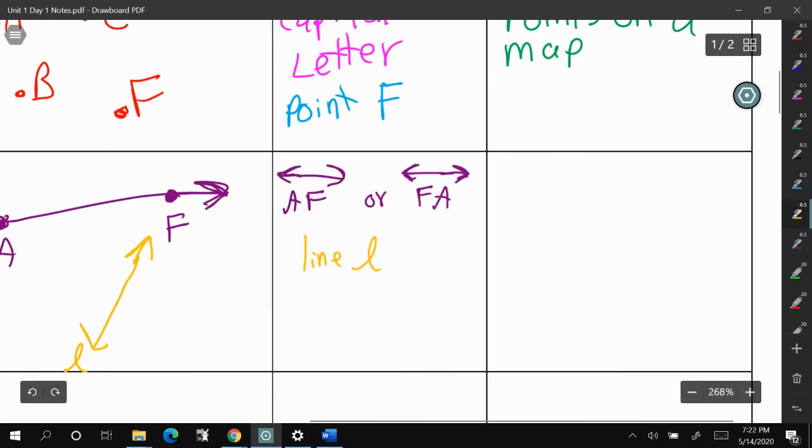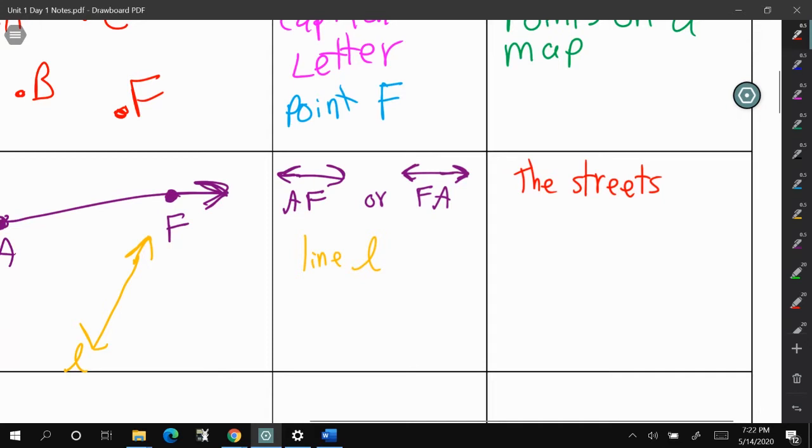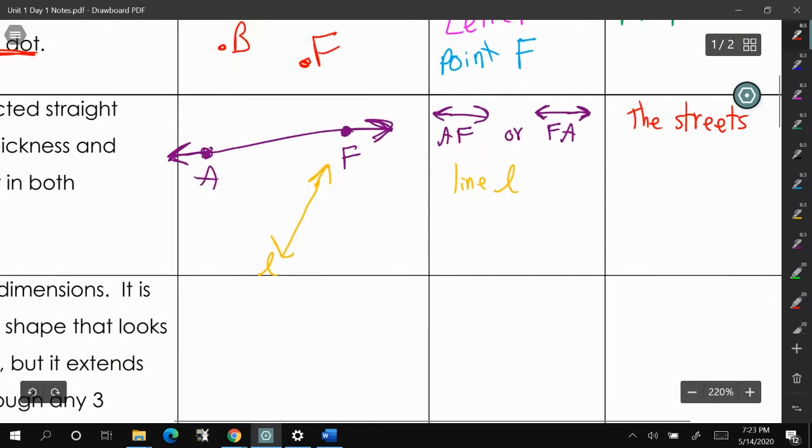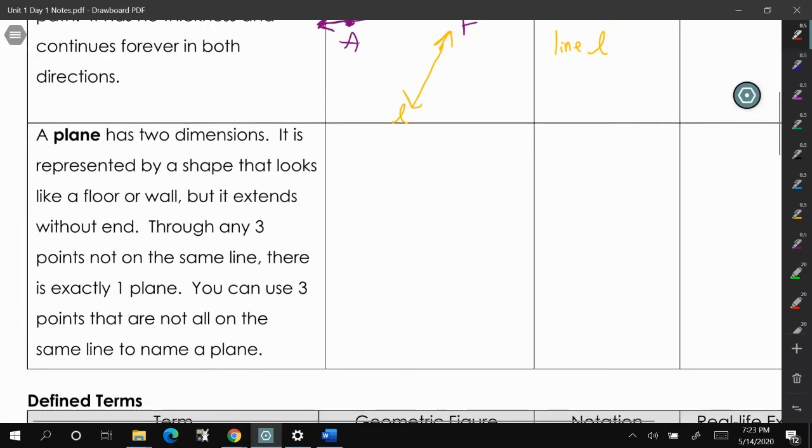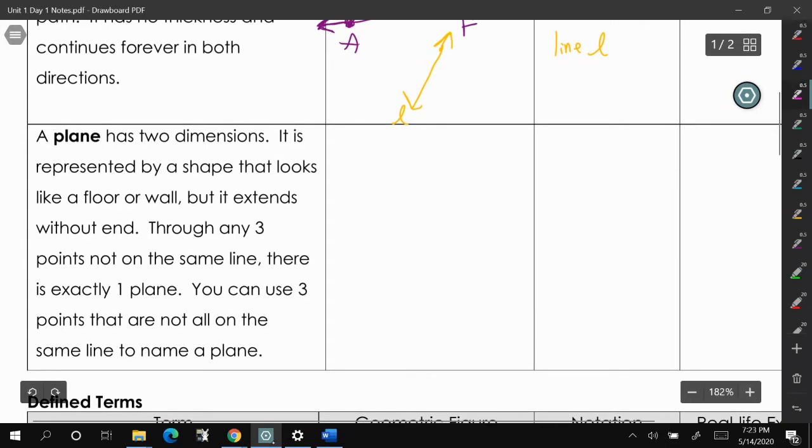Some real life examples of lines: think about the streets. Yes, the streets eventually do end, but for the most part, from our perspective, the street just keeps going. And the last definition is a plane. Think of a plane as a flat surface, your desk, your piece of paper, the wall, except that it extends forever in all directions.